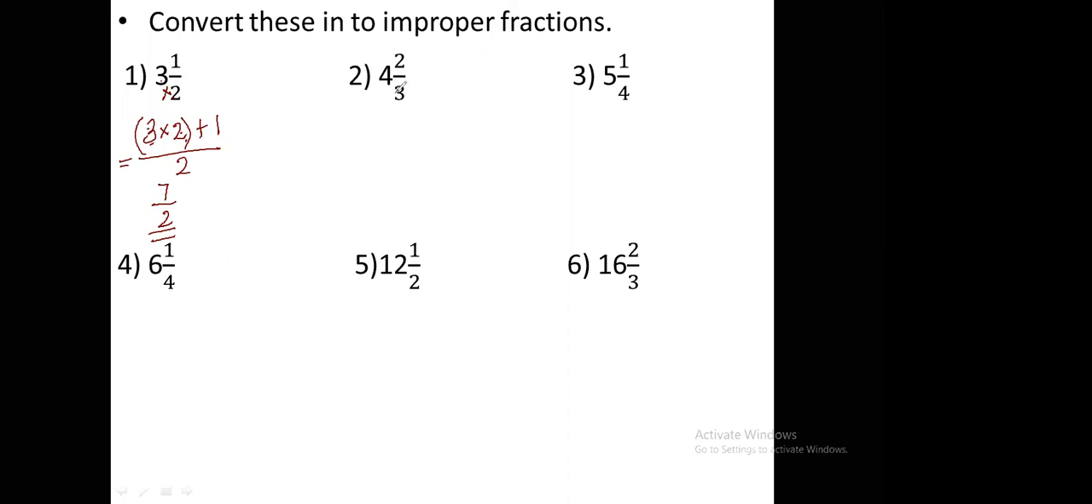Now how to do this one? 3 times 4, 12. 12 plus 2, 14. 14 over 3. Right, you can get the answer mentally. 3 times 4, 12, 12 plus 2, 14. 4 times 5, 20, 20 plus 1, 21 over 4. Can you understand, Ashini?